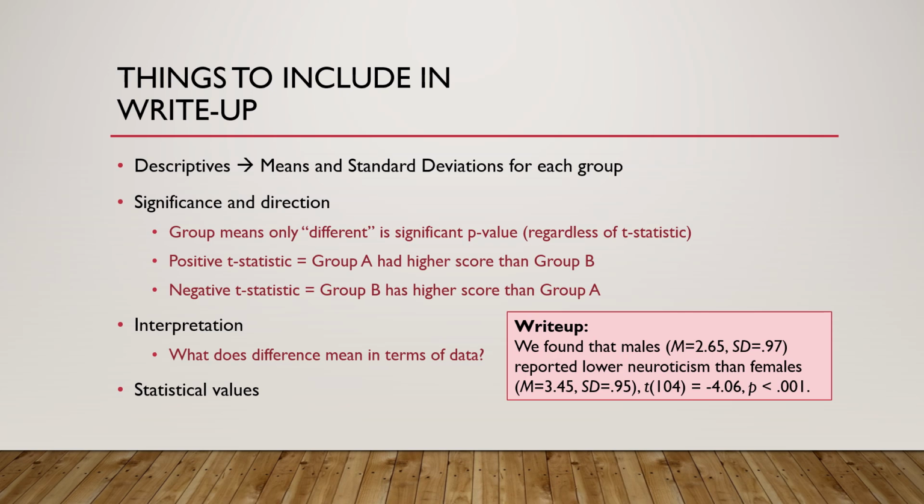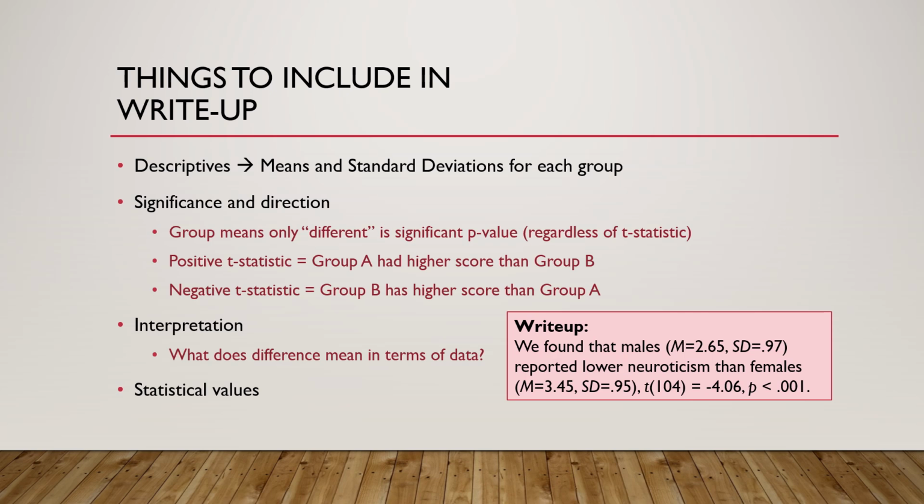If it was significant, you have positive or negative. Positive means that group A in your analysis had a higher score than group B, because if you subtract a lower score from a higher score, you get a positive number. Whereas negative t-statistics means that group B's score was higher than group A. So in our example, we have males, which was the 2.65, was lower than the 3.45. In this case, group B, the female group, had a higher score than group A, and that's why we got a negative t-statistic.